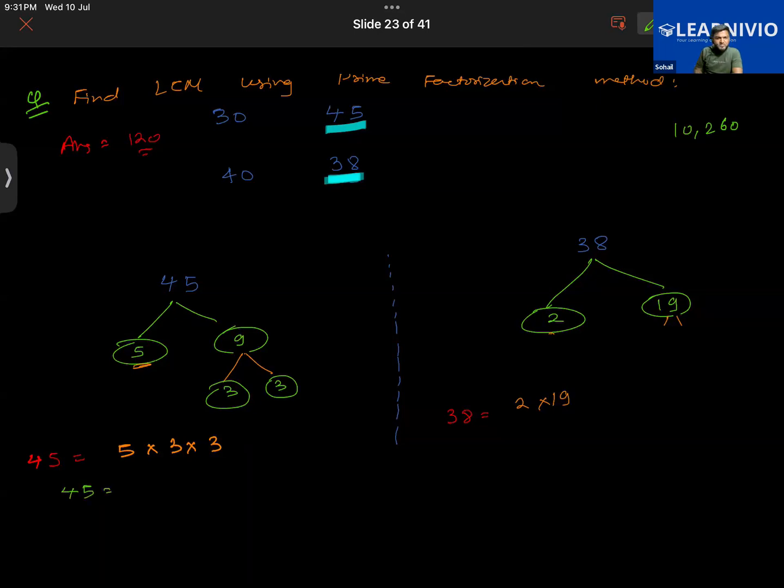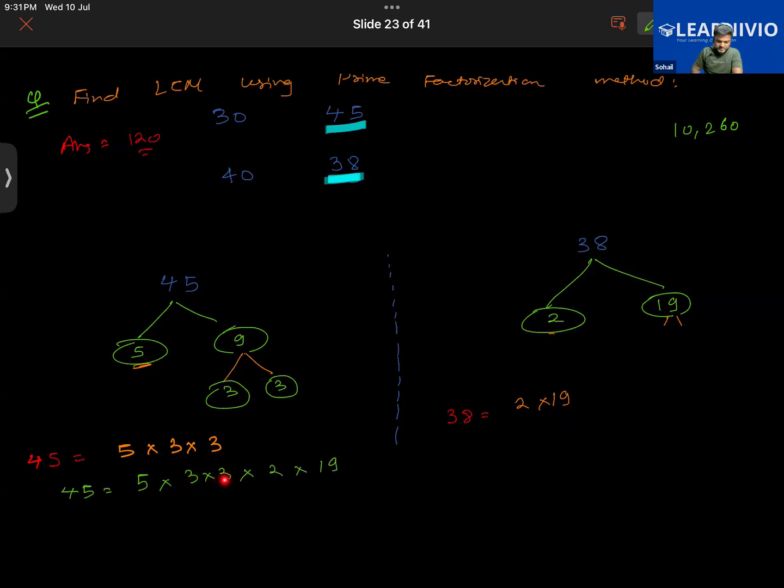Now, all the numbers should be multiplied here. 5 is here, but it is not here, so simply write down 5. 3 is written 2 times here, and not even once there, but you simply have to write it down. So 3 times 3. 2 will also be written, and 19 will also be written. Okay, so let's check it.